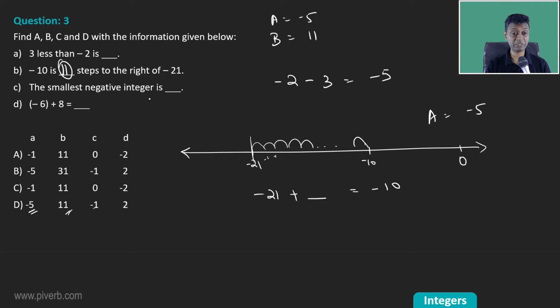The smallest negative integer is minus 1. 0 is not negative, not positive. The first negative integer is minus 1. This works. Minus 6 plus 8. Negative number plus positive number, the magnitude will be the difference. The positive number magnitude is higher. Minus 6 plus 8, the result will be positive 2. So choice D.